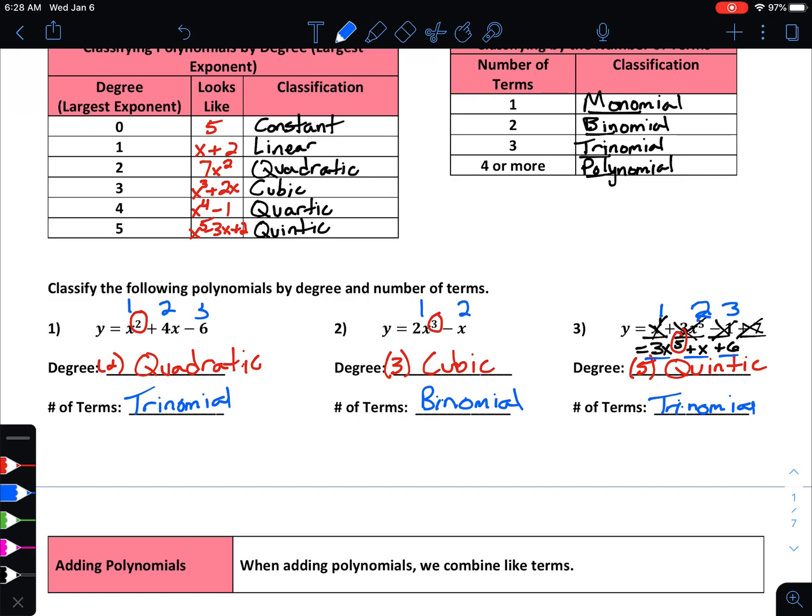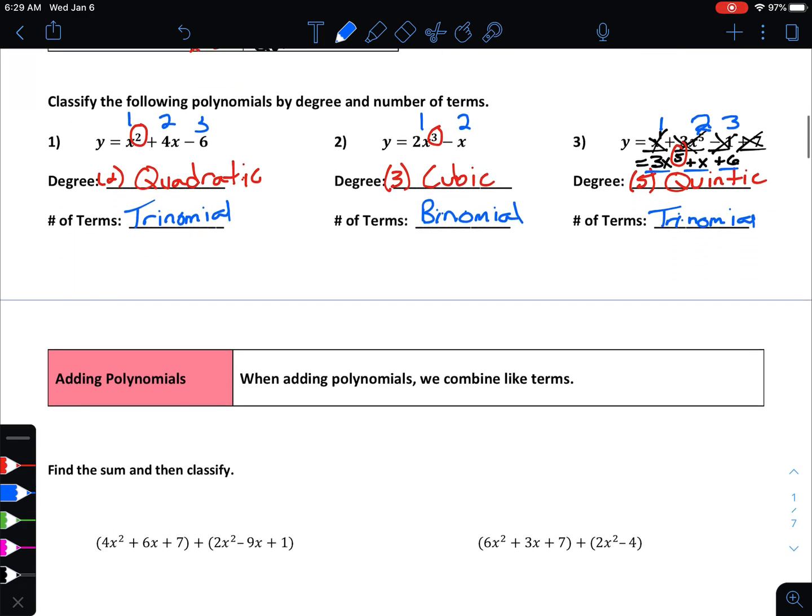Now, in this section, we're also going to look at a couple of operations. We're going to look at how you can add polynomials together and how you can subtract polynomials. Really, all it comes down to is being able to combine like terms, which is something you've seen since middle school.